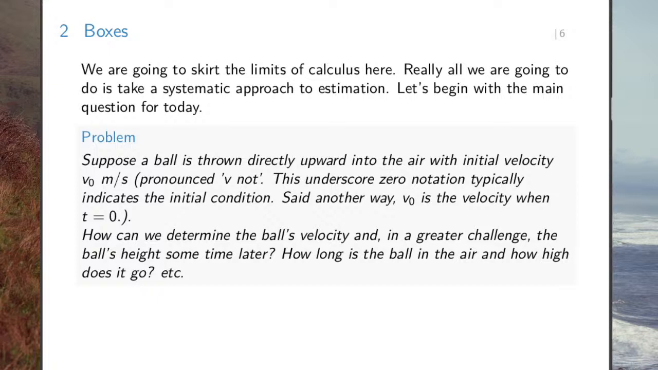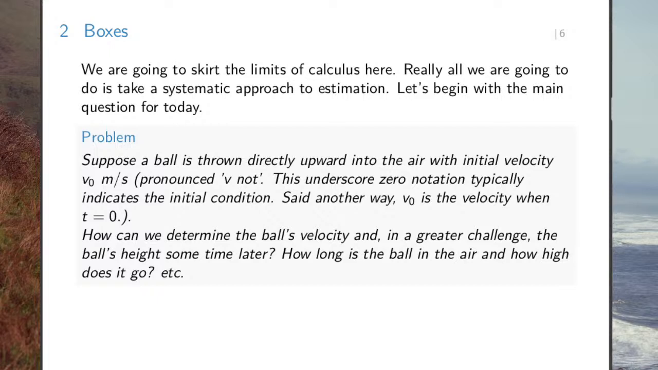Like sometimes you might want the 0 to be the moment after you threw the ball. Or potentially, depending on the situation, you might want the 0 point to be a few seconds before or after, depending on whatever other circumstances are out there. But anyway, anytime we see that v underscore 0, it doesn't mean the velocity is 0. It simply means that whatever v naught is, that's the speed when our time, whenever we start our stopwatch, is 0, right? So we want to know, how can we determine the ball's velocity?